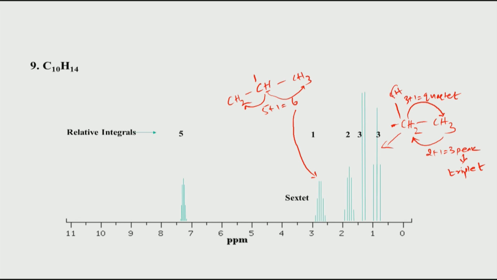So then 1 plus 3, 4. So this is 4 plus 1, a quintet, and that could be probably this quintet here. So, we have basically a spin system like this: CH3, CH2, CH. Now, remember we drew here CH, CH3, CH2. So, that means this CH could be part of this CH2, CH, CH3.